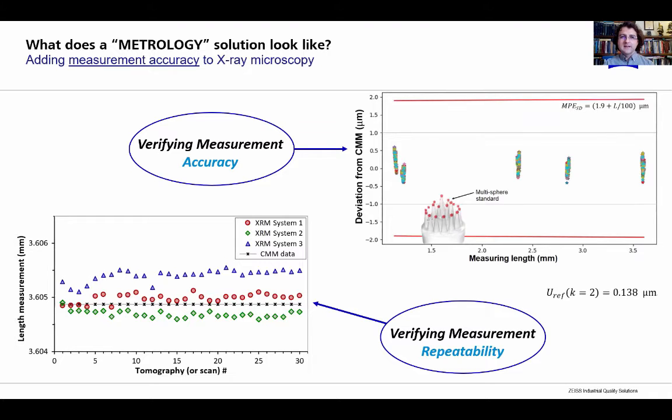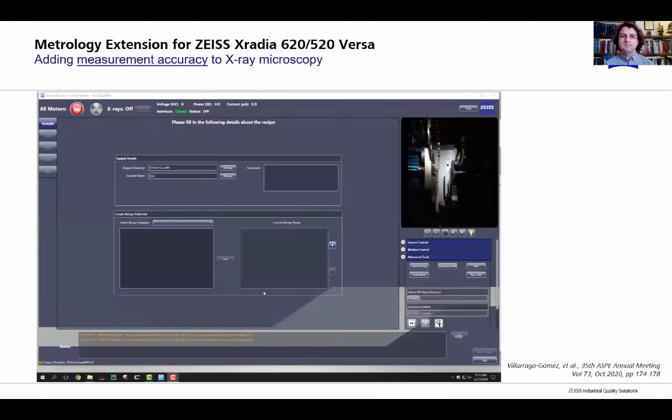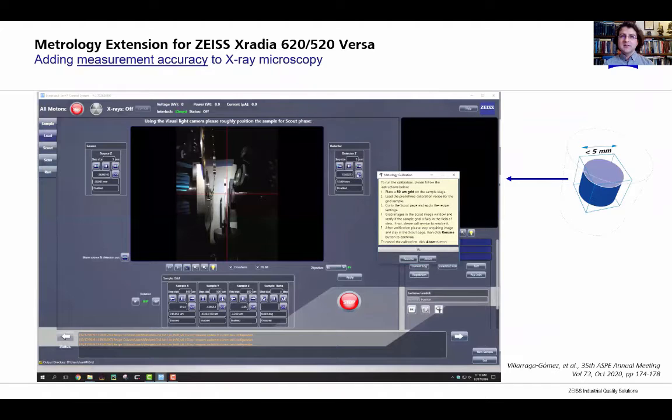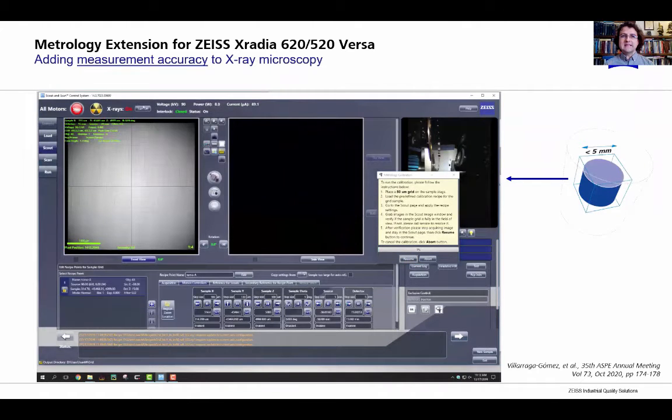The graph on the left represents measurements repeated over 30 different scans for the same feature reproduced with 3 different systems. From this data, you can see that the measurements are very repeatable and reproduce well from system to system with small differences between them. In this video, the metrology workflow is presented.